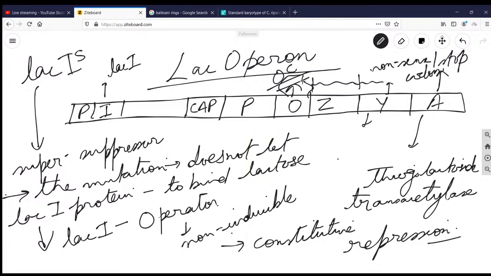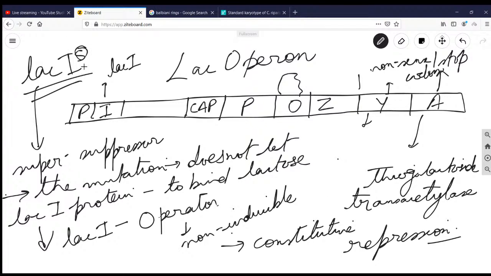Because it will bind to the operator region, and beta 1,4-allolactose cannot bind because it has got such a mutation, so it can never be unbound from the operator, and no ZYA can be produced. Constitutive repression, that is what is known as a super suppressor mutation. S for super suppression means it cannot bind lactose and can bind operator very tightly. That is the meaning of super suppressor here. So three questions like this can also come in NEET examination from lac operon regulation.